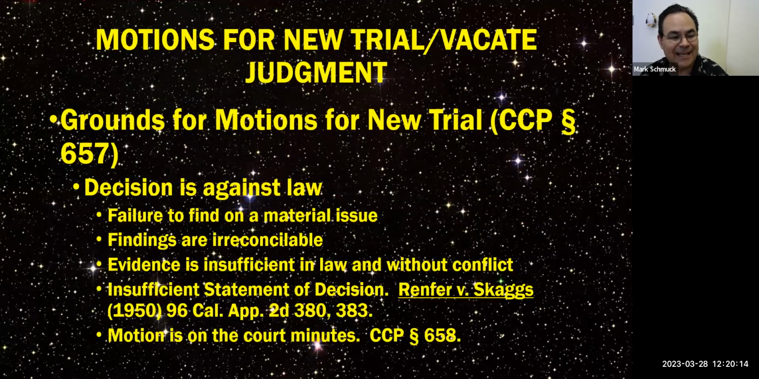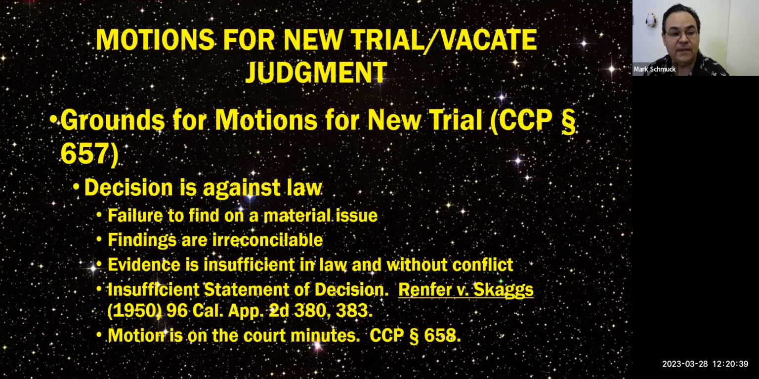The decision is against law is the next ground. This is the failure to find on a material issue. So for example, if the court made no finding on an element, for example, of financial elder abuse to justify the entering of a judgment finding financial elder abuse, that is one example that could be used.